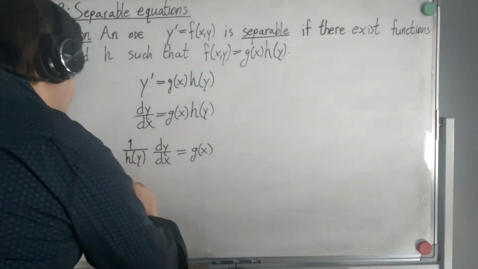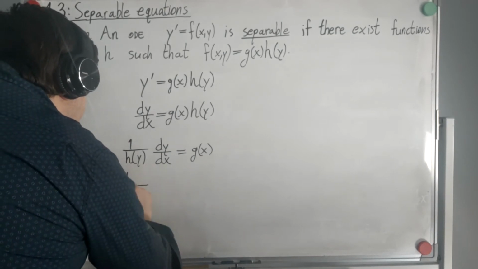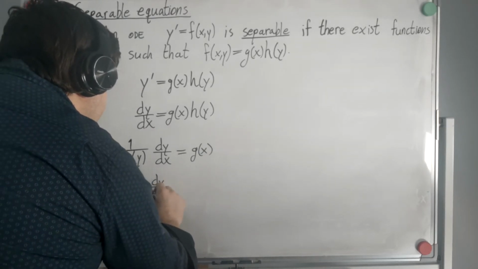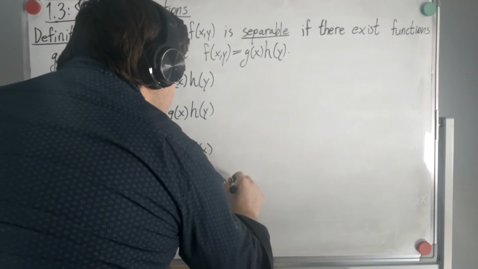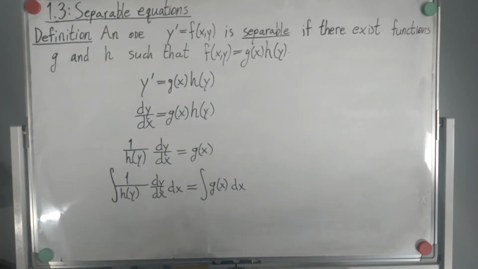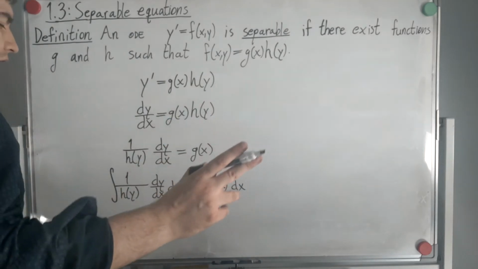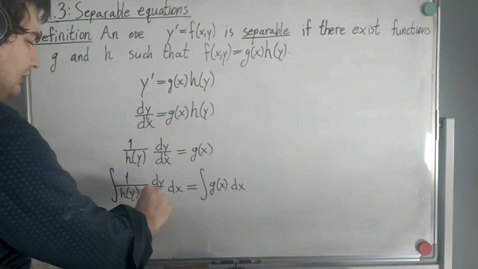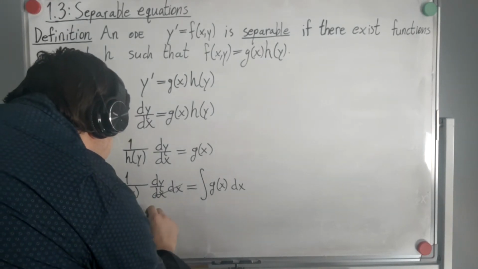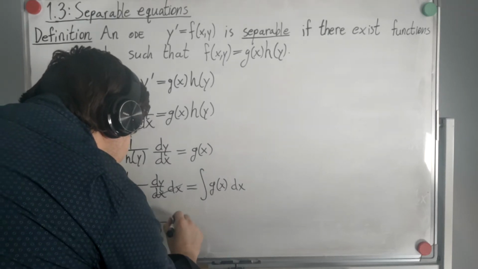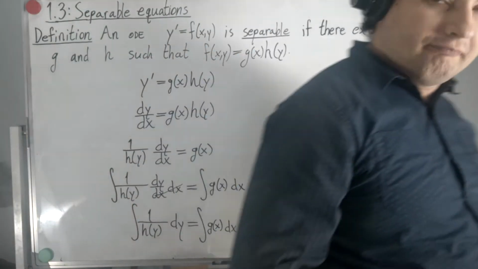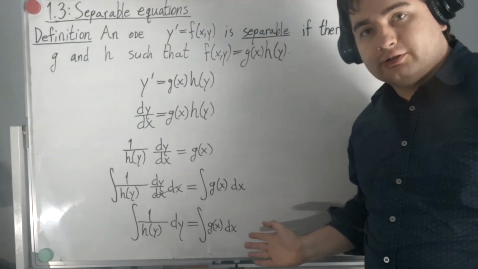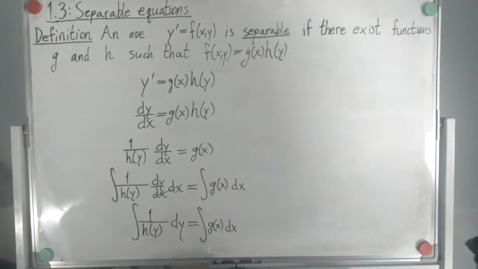Now integrate both sides with respect to x. So 1 over h of y dy dx equals integral of g of x dx. Now, a corollary of u substitution is that you can cancel these d's. So then this just becomes integral of 1 over h of y dy equals integral of g of x dx. And then as long as you can compute these integrals, you can solve the equation. Okay?